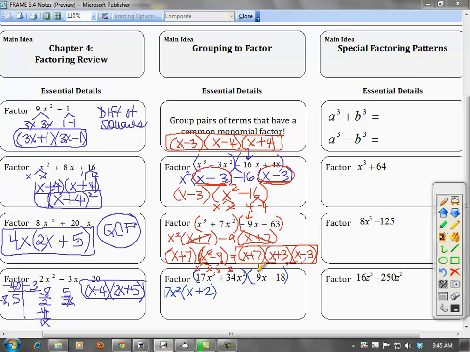I'm again going to try that negative 9. Negative 18 divided by negative 9 is positive 2, which is good, because if I take out a negative 9, I get x plus 2 remaining. Since they both share an x plus 2, I'm going to pull that out in the front.